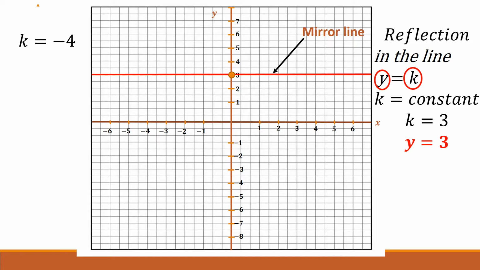Now what if I pick the k value to be negative 4? If k is negative 4, or my constant is negative 4, it means automatically my y value also becomes negative 4. In the same way, I just have to identify negative 4 on the y-axis, and I'm going to draw a line through the point negative 4. So that is it. Now this becomes my mirror line.